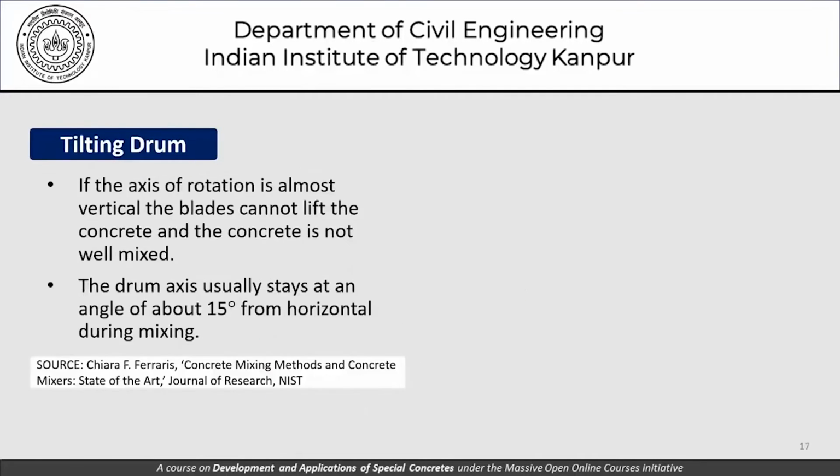If the axis of rotation is almost vertical, the blades cannot lift the concrete and the concrete is not mixed well. The drum axis usually stays at an angle of about 15 degrees from the horizontal during mixing.